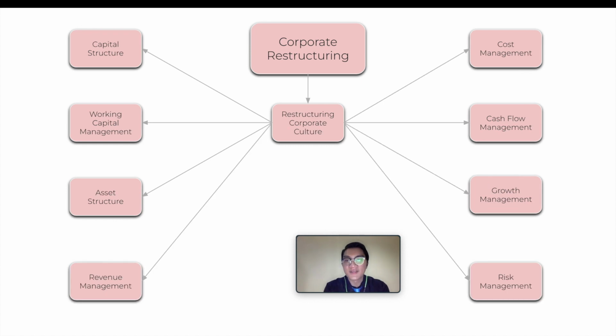And these are the things to restructure the corporate culture. The first is the capital structure. The second is working capital management. The third is asset structure. Fourth is revenue management. Fifth is cost management. Sixth is cash flow management. The seventh is growth management. And last but not least is risk management.